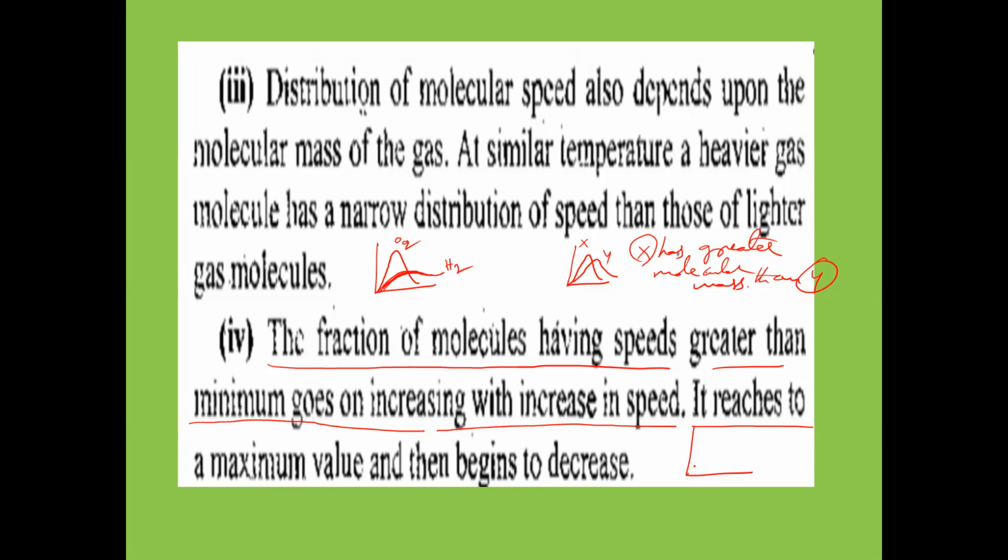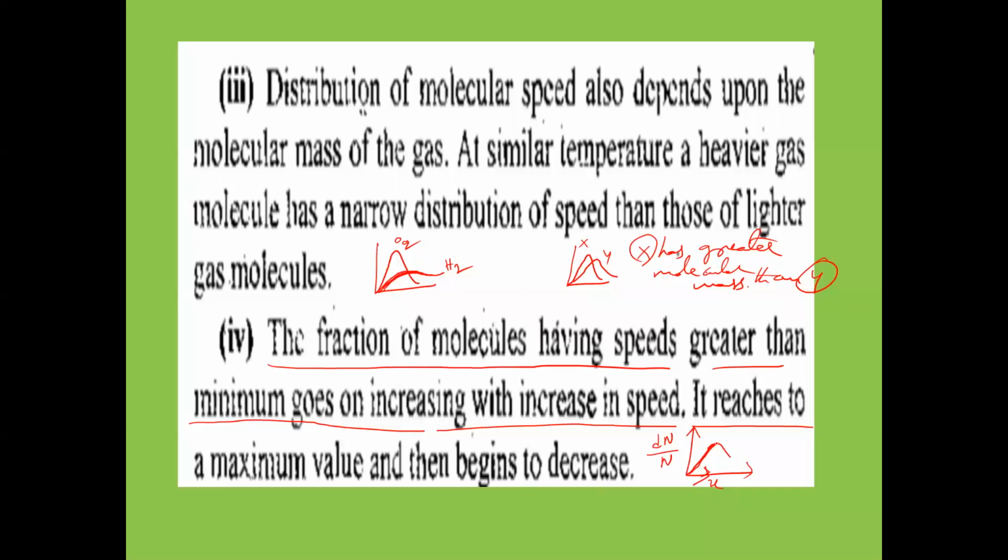So initially the curve will be going up like this. That means when molecular speed increases here, on the x-axis, what do we take? Molecular speed. On the y-axis, what do we take? The fraction of molecules. So when molecular speed is increasing on the x-axis, what is happening to the fraction of molecules? The fraction of molecules increases and will reach a maximum. After that, it will decrease like this.